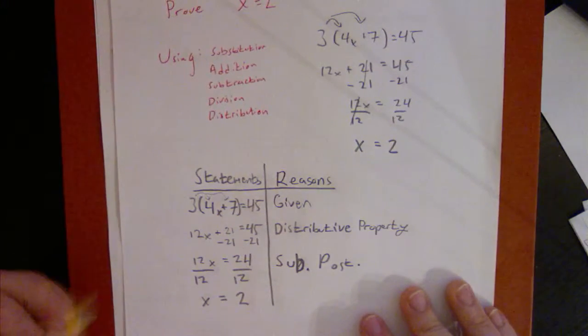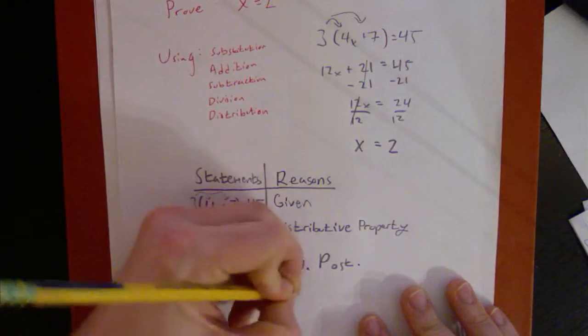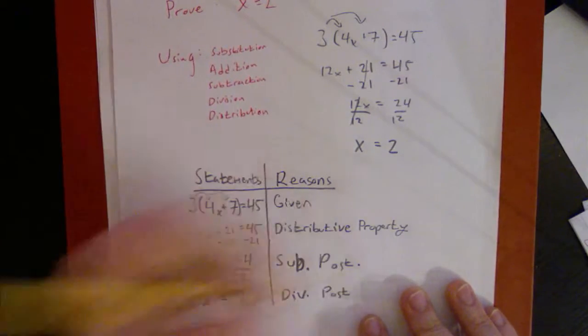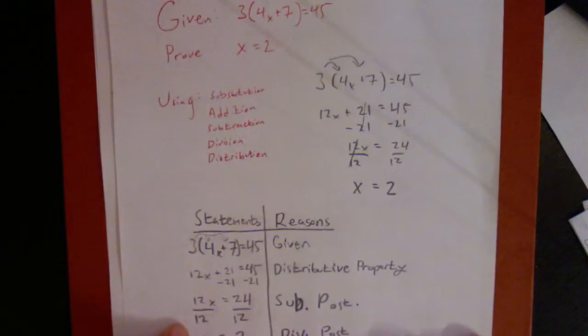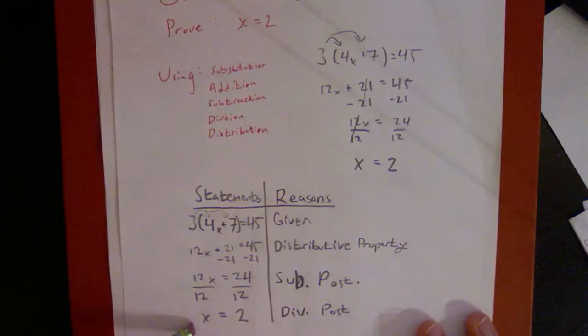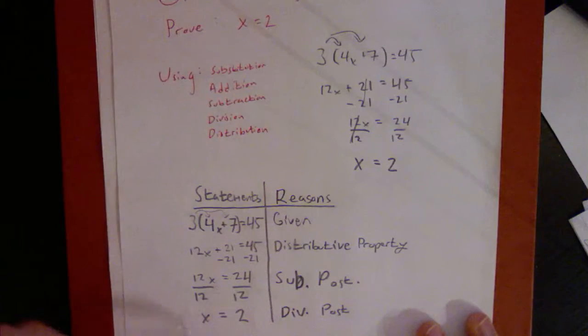That was done by, well, I divided both sides by the same amount. That was done by the division postulate. I'll write in div postulate. If I divide the same thing from both sides, then it's equal. Well, I wanted to prove that x was equal to 2. Well, I have x equal to 2, x equal to 2.